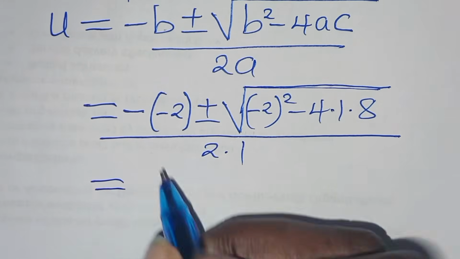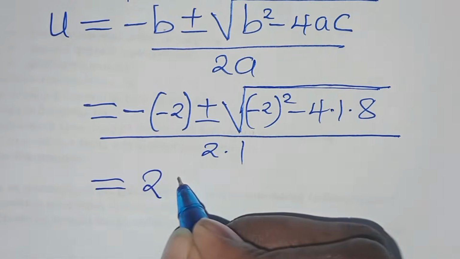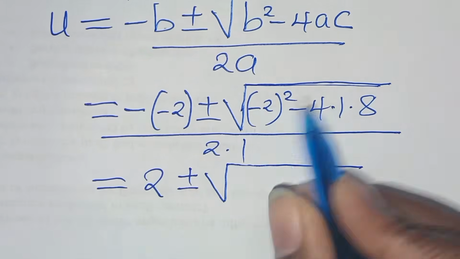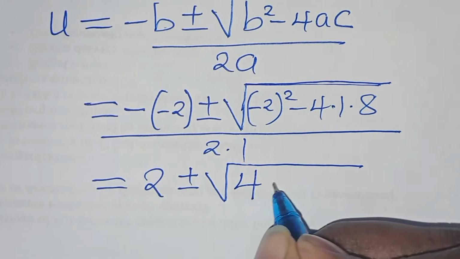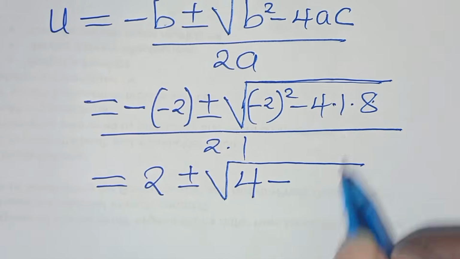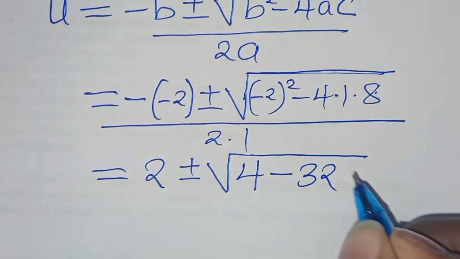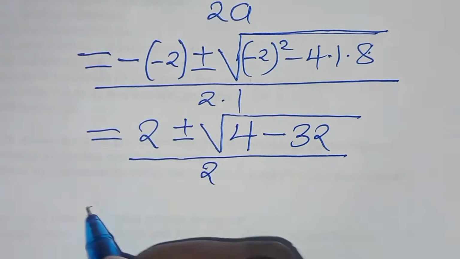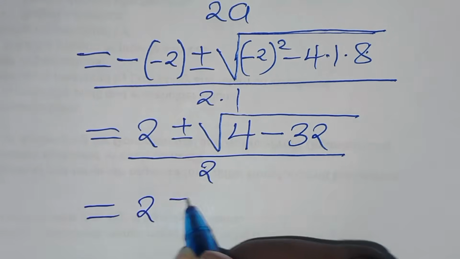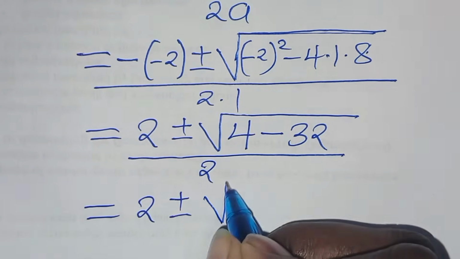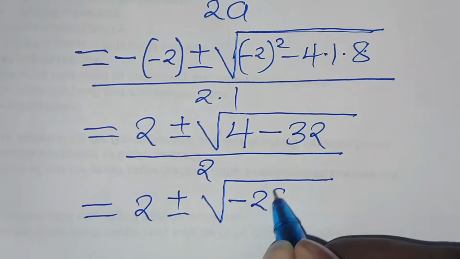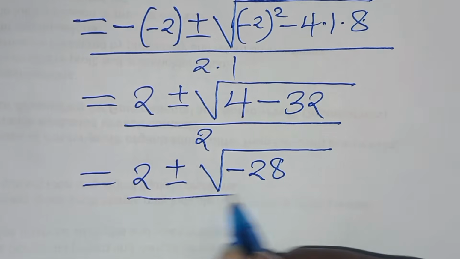So here we have minus times minus 2, this is 2, plus or minus the square root of minus 2 squared, this is 4, minus 8 times 4, this is equal to 32. Everything here divided by 2. So that now here we have 2 plus or minus the square root of 4 minus 32, this is minus 28, divided by 2.